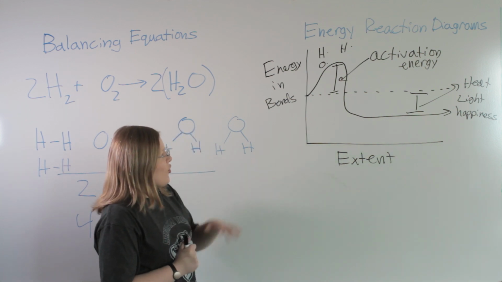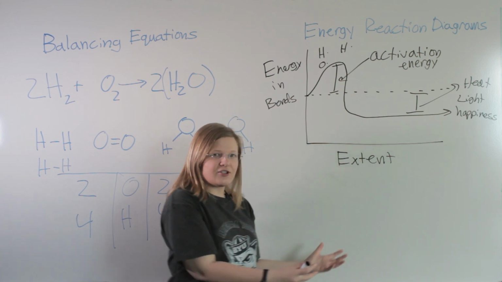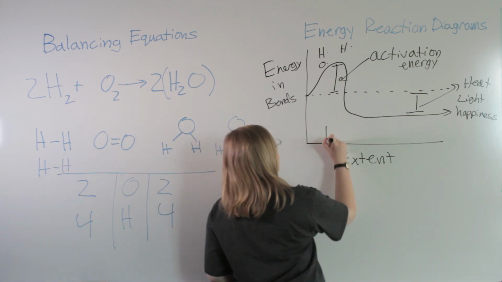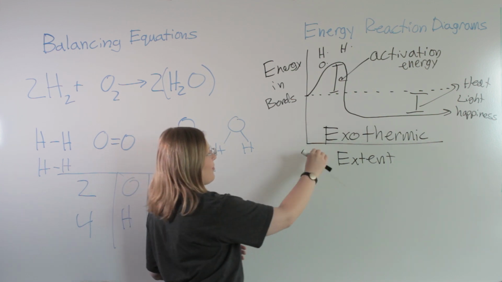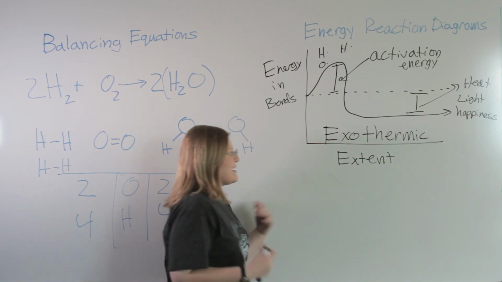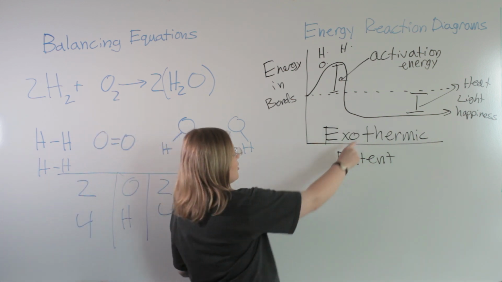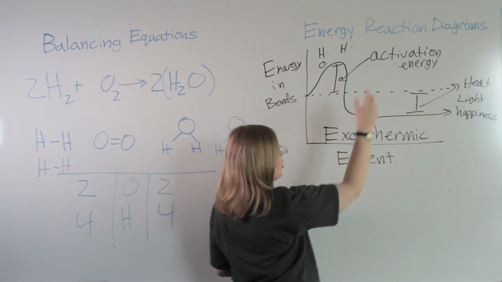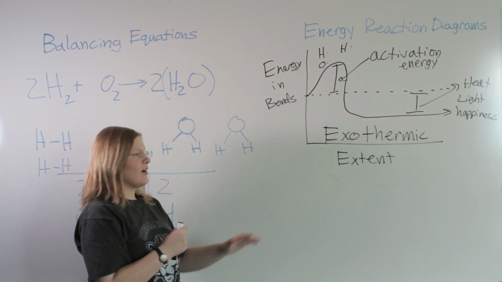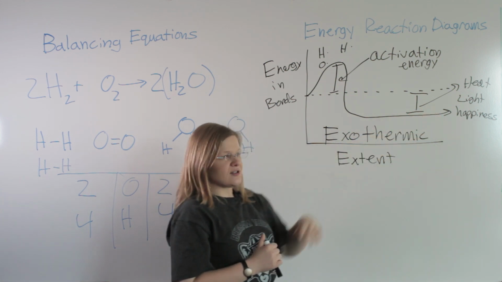So all reactions that end up giving off energy, we call exothermic. The root words for this are exo, meaning exit, and thermic, meaning heat. So heat is going to exit this reaction. Whenever you end up with the line below the starting line, it's always going to be exothermic. No matter what else happens over here, if it ends up below where you started, it's always exothermic.